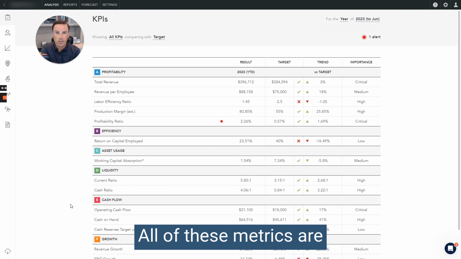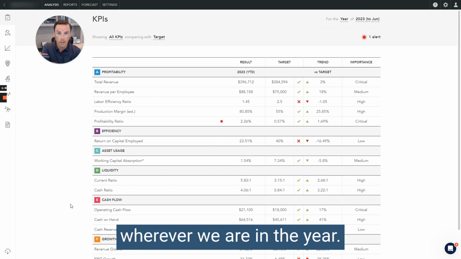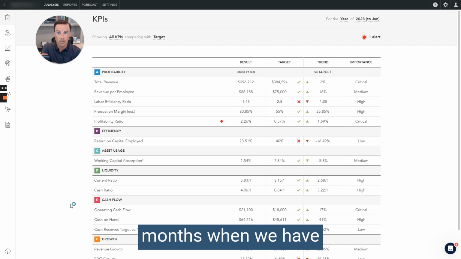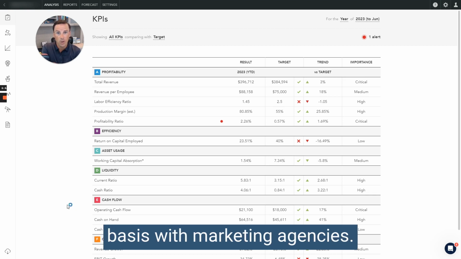All of these metrics are tracked against a target, and we look at both year to date, wherever we are in the year, and also last month's, when we have advisory type conversations. So that's where we start when we have advisory type conversations on a monthly basis with marketing agencies.